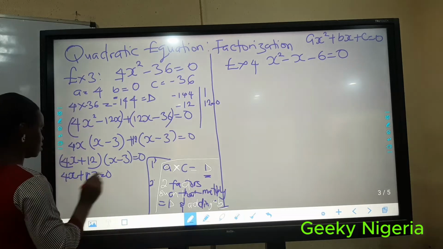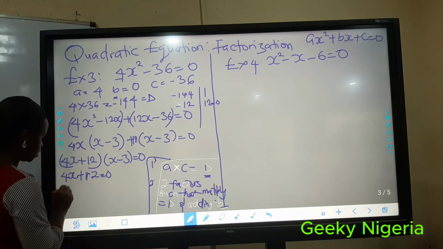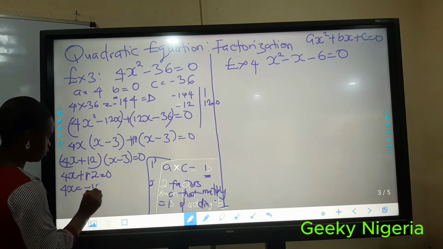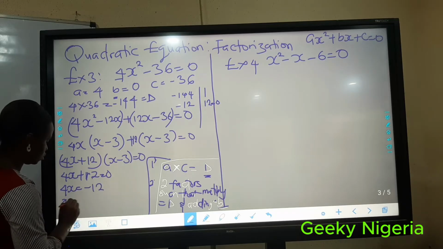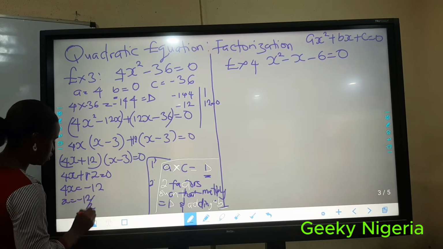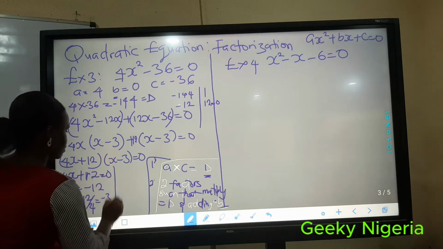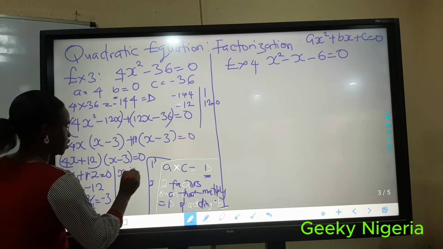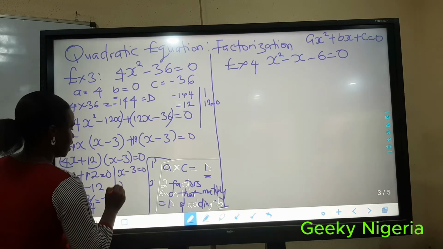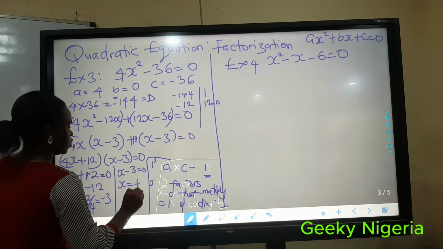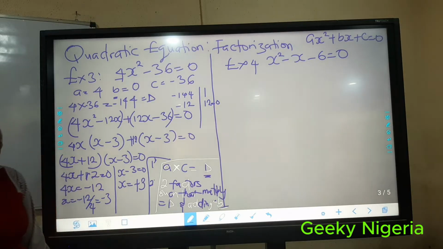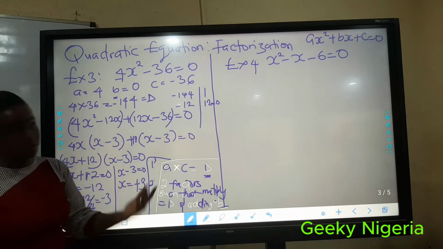It means 4x is equal to minus 12. X is now equal to minus 12 over 4, which is equal to minus 3. For the next one, x minus 3 is equal to 0. That means x is equal to what? Positive 3. So this is one method.